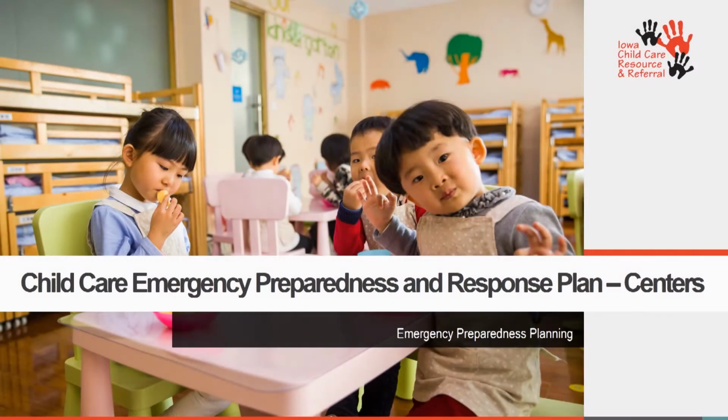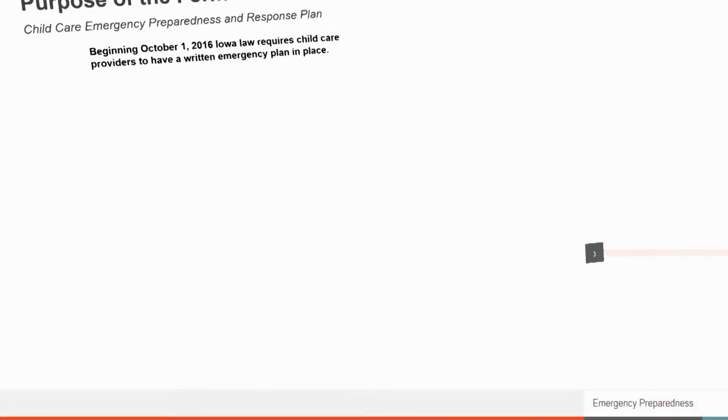Welcome to an overview of Child Care Resource and Referral's Emergency Preparedness and Response Plan template for child care centers. Beginning on October 1st, 2016, Iowa law requires child care providers to have a written emergency plan in place.